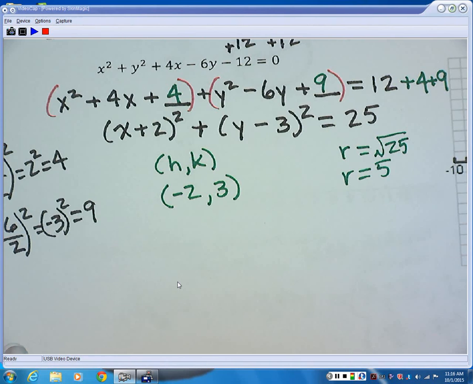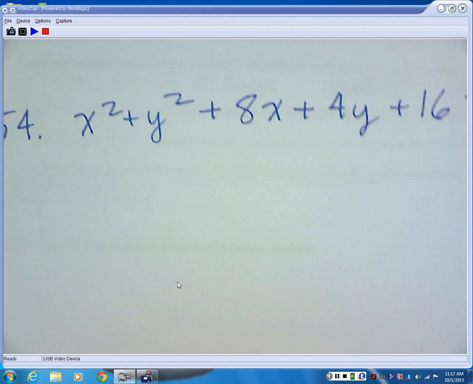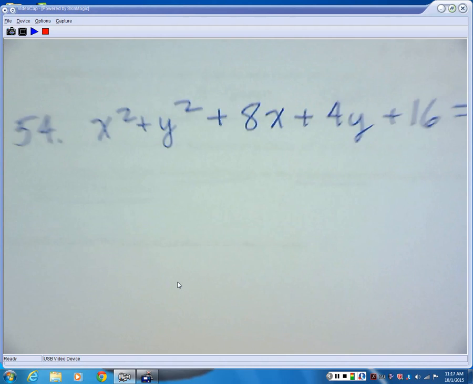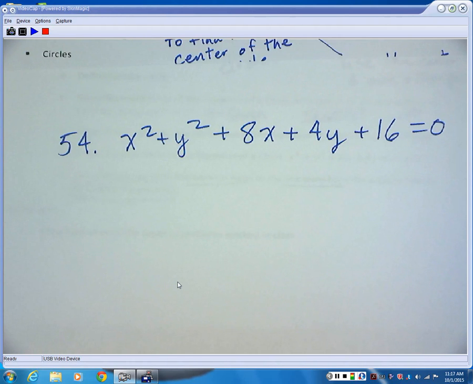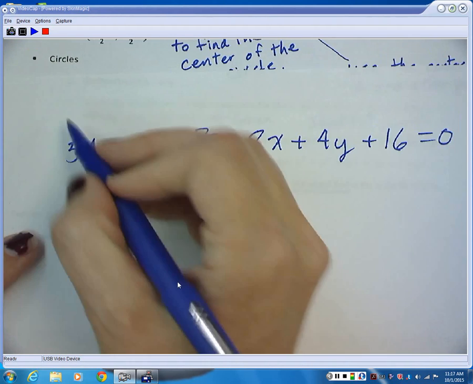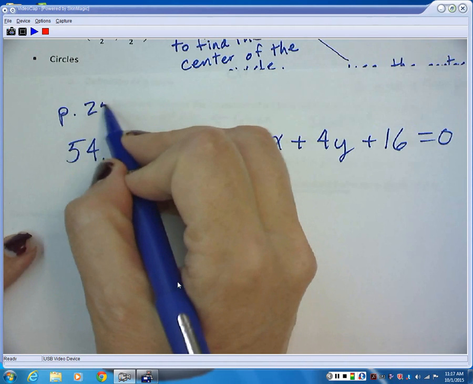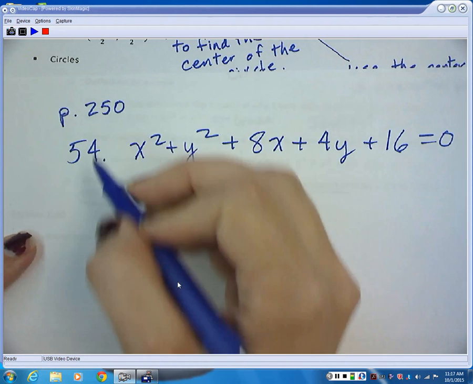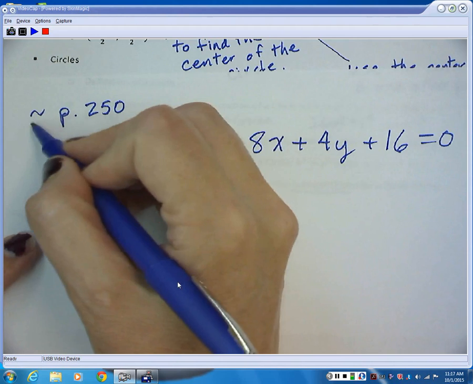So they have, I'm just going to pick one, x squared plus y squared plus 8x plus 4y plus 16. Okay, so this is number 54 on page 250 in the old edition. The pages will be similar. It's approximately.